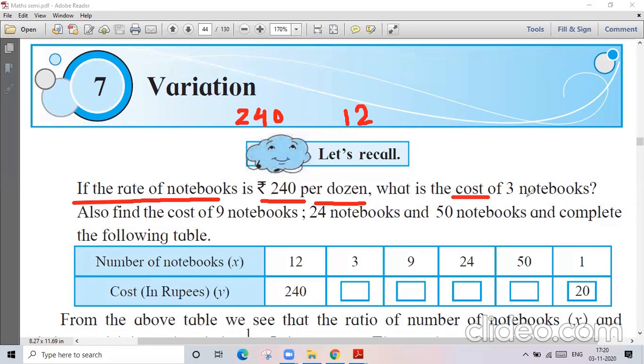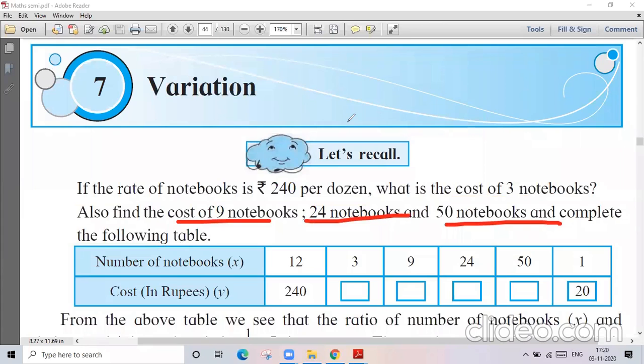So what is the cost of 3 notebooks? So 3 notebook का cost कितना है? What is the cost of 3 notebooks? And also find the cost of 9 notebook, 24 notebook, 50 notebook, and complete the table, right?